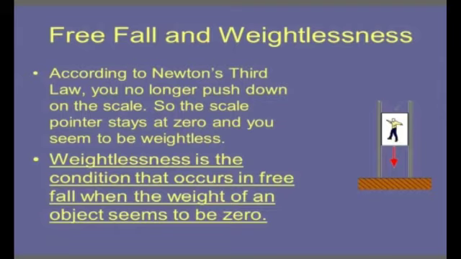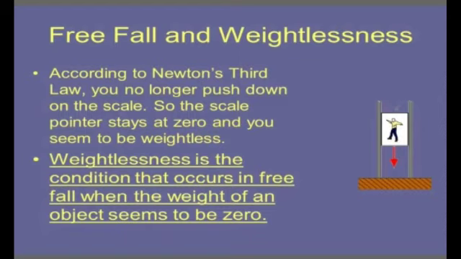If the lift experiences a free fall, according to Newton's third law, you no longer push down on the scale. So the scale pointer says it's 0 and you seem to be weightless. Weightlessness is the condition that occurs in free fall when the weight of an object seems to be 0. So the apparent weight will be equal to 0 if the lift starts falling down.